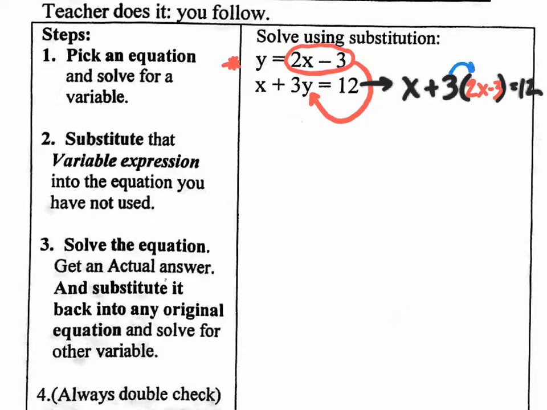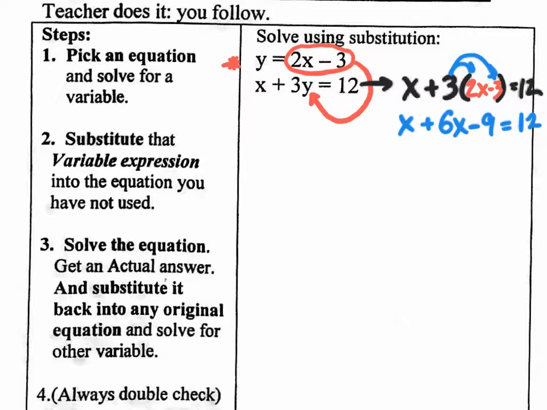3 times 2x, that is 6x. 3 times negative 3, that's negative 9. Let's bring down everything else. The plus, bring down the x. Let's bring down the equal sign, bring down the 12. So I've distributed. Now I'm going to continue solving.